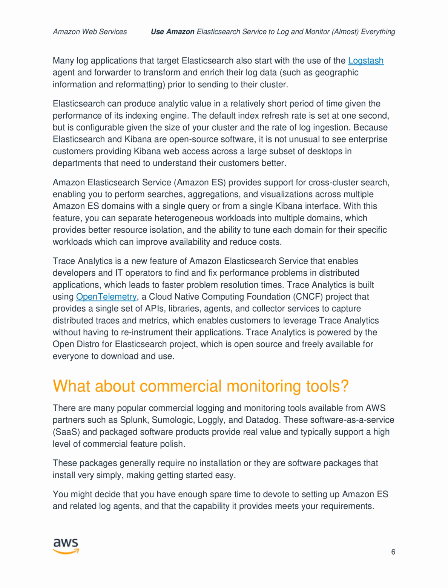Amazon Elasticsearch Service, Amazon ES, provides support for cross-cluster search, enabling you to perform searches, aggregations, and visualizations across multiple Amazon ES domains with a single query or from a single Kibana interface. With this feature, you can separate heterogeneous workloads into multiple domains, which provides better resource isolation, and the ability to tune each domain for their specific workloads, which can improve availability and reduce costs.